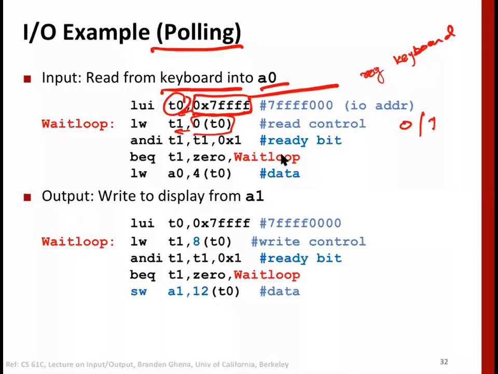Okay, and then you do AND immediate with 1 to find out whether it is 0 or 1. If it's 1, the output will be 1. If it's 0, then you keep checking until it becomes 1. When it becomes 1, you read it from there. So simple. Similarly for output, you can do exactly the same loop for the output.